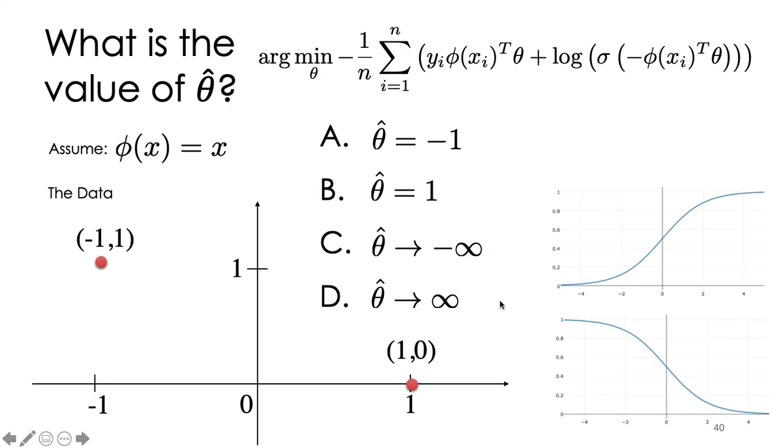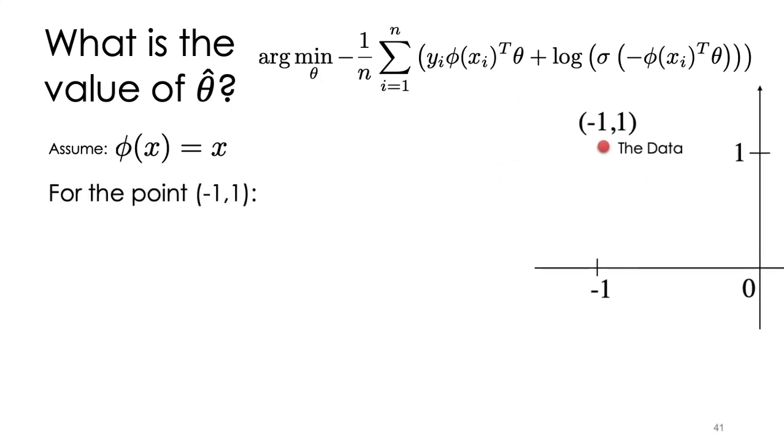Well, let's see. The plan is that for each of these points, we will work out exactly what this contribution is. And then we will plot those contributions. We'll plot the average of the contributions and see which theta gives us the minimum value. So we're now going to consider the point (-1, 1) and just crank out these pieces one by one.